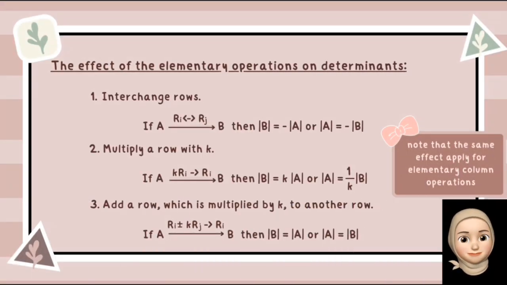The effect of the elementary row operations on the determinant is as follows. Let A and B be square matrices and let K be a non-zero real number. First, interchange rows. Second, multiply a row by K. Third, add a row which is multiplied by K to another row. Note that the same effect applies for elementary column operations.